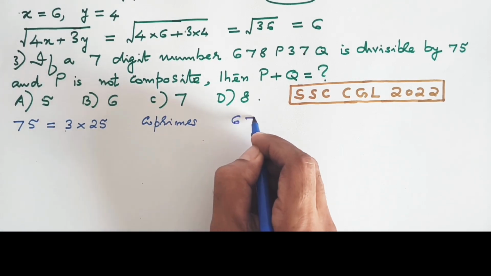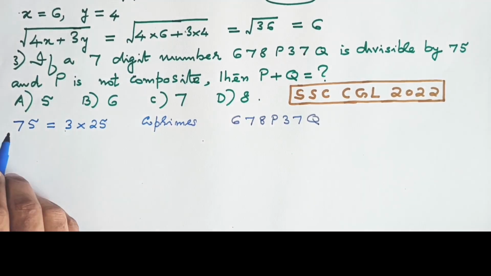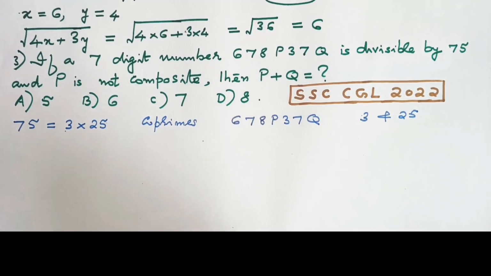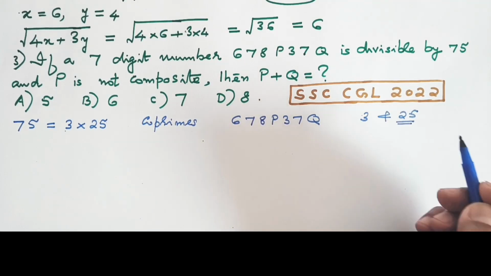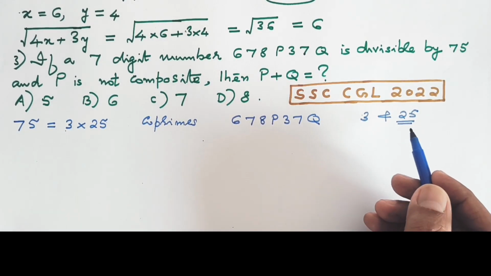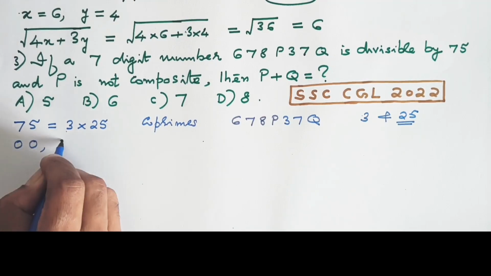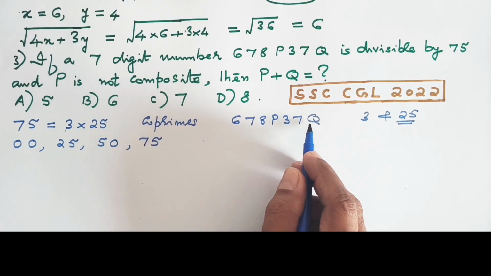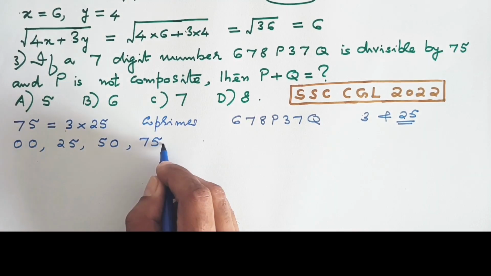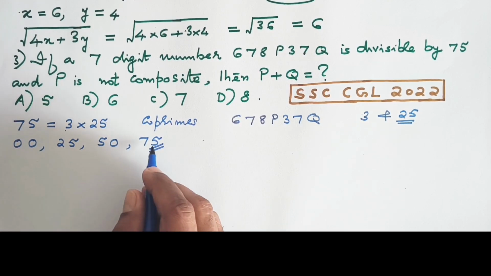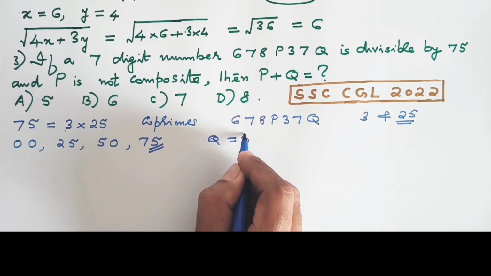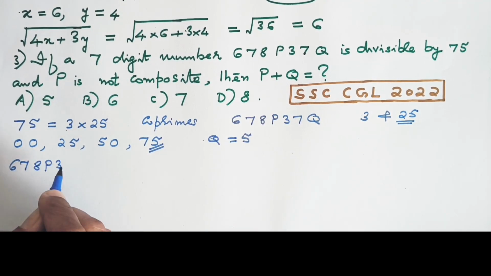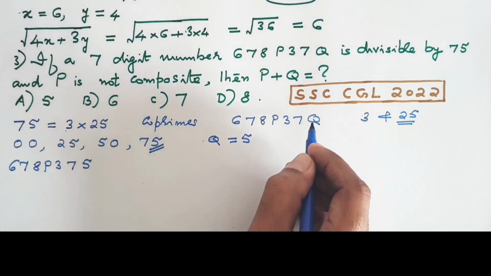Since this number 678P37Q is divisible by 75, this number is divisible by both 3 and 25. Let's use the idea of this number being divisible by 25. For a number to be divisible by 25, the last two digits should be 00, 25, 50, 75. See, the given number has 7 as the last but one digit here. So the last two digits should be 75. You can't have these possibilities. And this shows Q equals 5. So this number you can write now as 678P375. I'm writing 5 in place of Q.